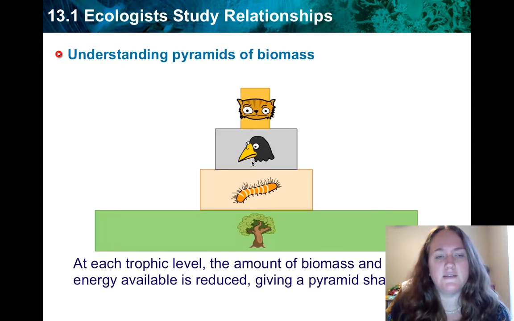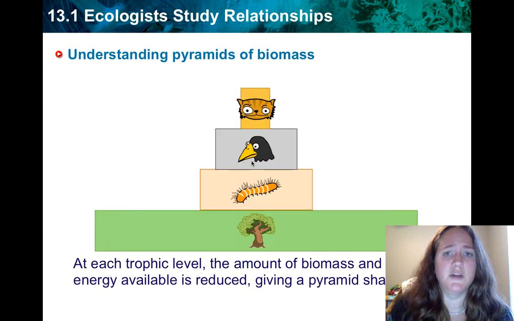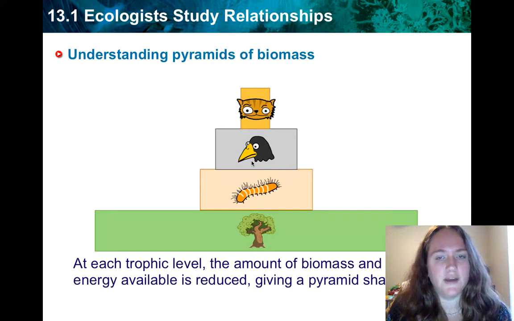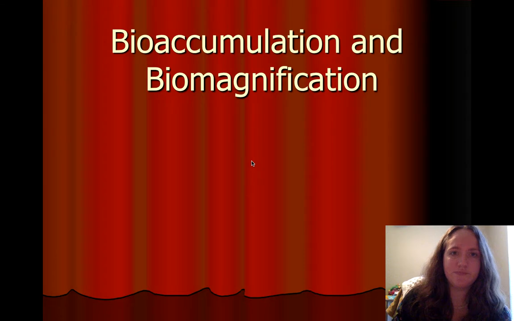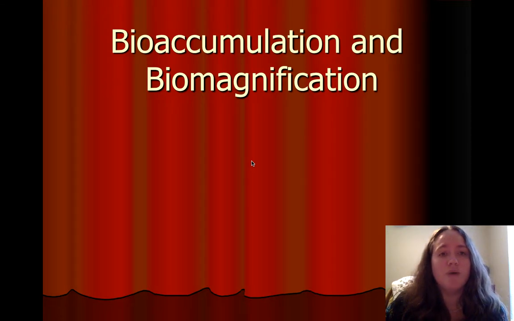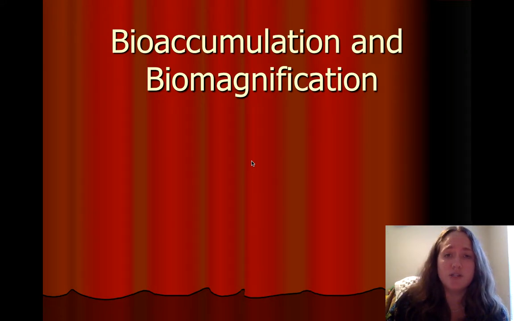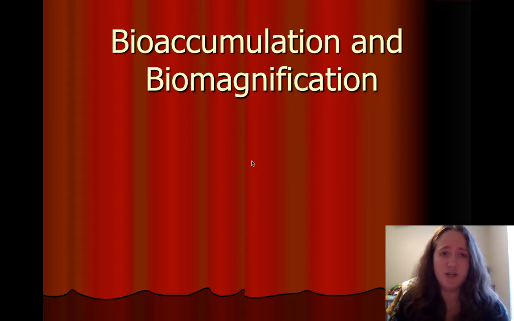So if we go back to that same pyramid, here's the biomass pyramid instead of the pyramid of numbers. And it works out again because now we have that nice pyramidal shape. So last thing we're going to talk about are biomagnification and bioaccumulation in an ecosystem and in a food chain.